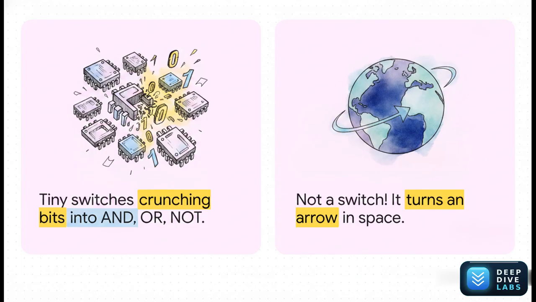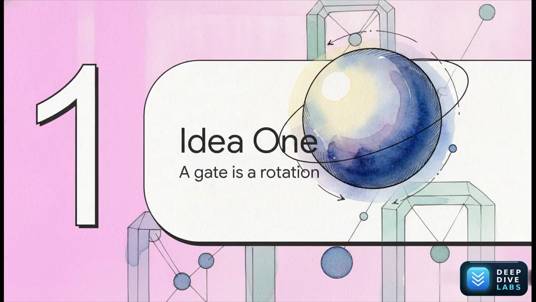Quantum gates aren't tiny switches crunching bits at all. They're actually something much, much stranger. A quantum gate simply turns an arrow. Honestly, if you don't get this one fundamental move, the whole field just stays a total mystery. So, let's look at idea 1. A gate is a rotation, not a calculation.